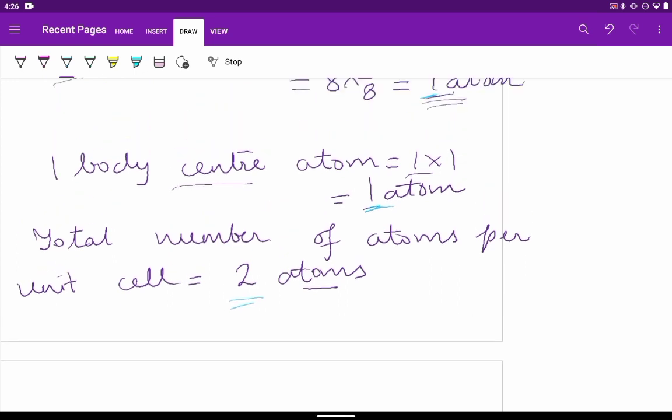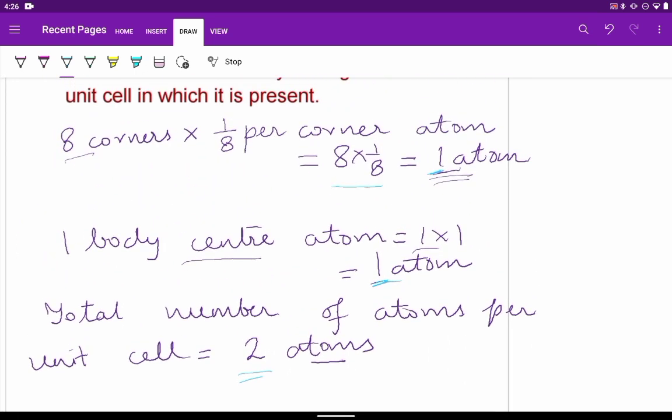I go back once again. 8 into 1 by 8 is equal to 1 atom, and the one body center contributes totally, so 1 atom. 1 plus 1, the total number of atoms per unit cell is equal to 2 atoms.